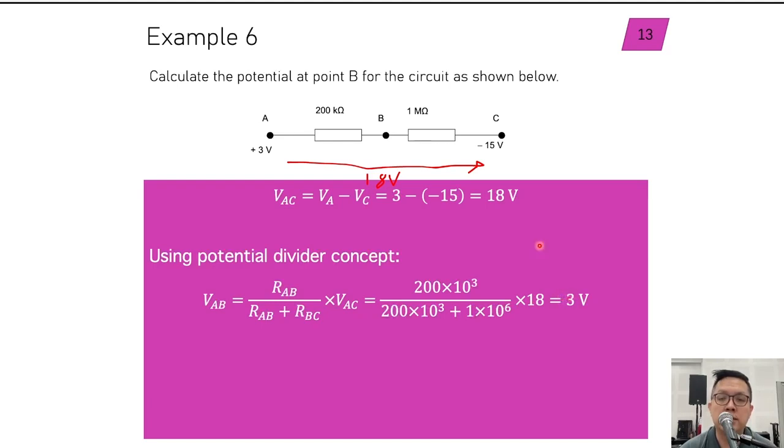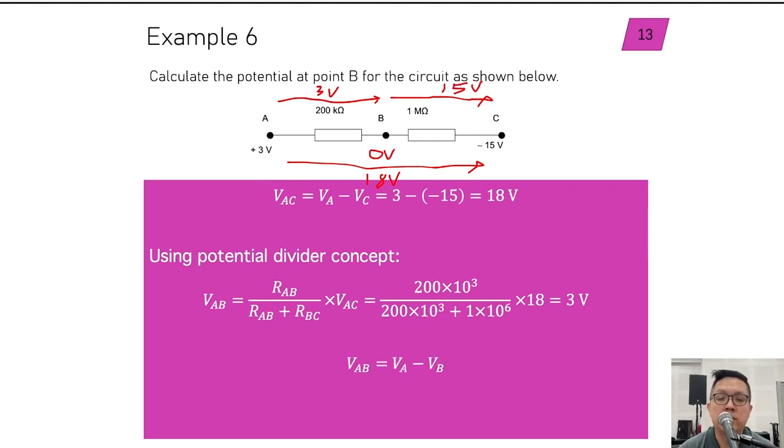So this means that from A to B, it has to drop by 3 volts. Let me write it down. That means the remaining 15 volts is dropped here. Okay, 15 volts. So now you know that from positive 3 volts, you're going to drop 3 volts. So this will be 3 minus 3, you get 0 volts. Then we check: 0 dropped by 15 volts, I get exactly negative 15.